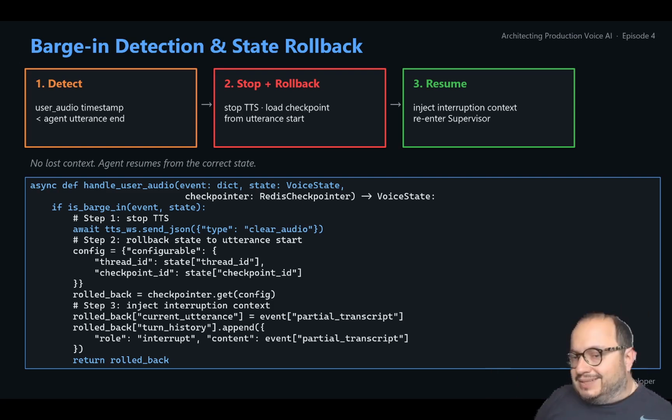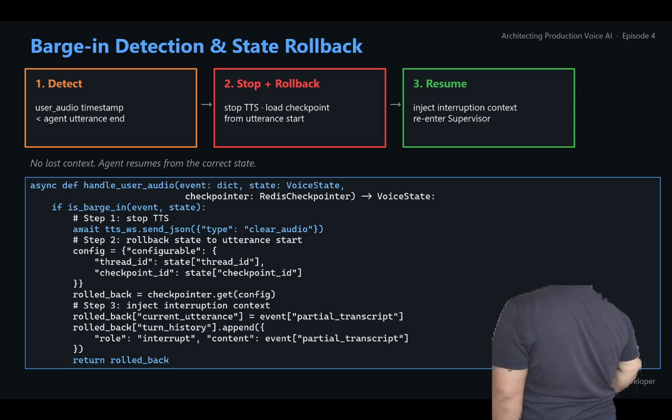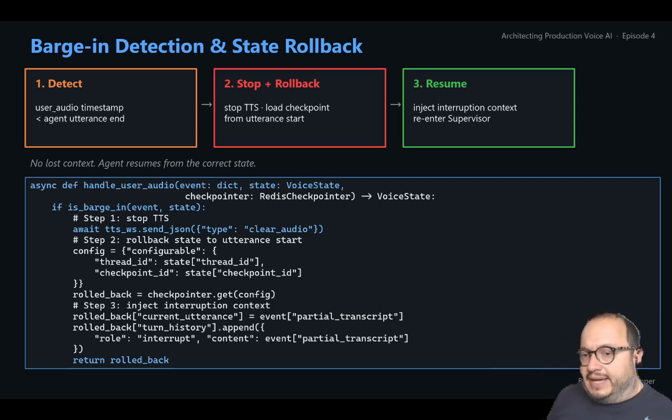The barge-in detected event triggers 3 actions. First, we stop the current TTS stream. We send an interrupt signal to the ElevenLabs WebSocket, like a clear audio or stop event, which causes the agent to stop speaking immediately. Second, we perform state rollback. We call the Redis checkpointer's get method with the checkpoint ID from the start of the utterance that was interrupted. This gives us the state as it was just before the agent began speaking. Third, we inject the interruption context. We add the partial user utterance, what we heard before they stopped, to the turn history.